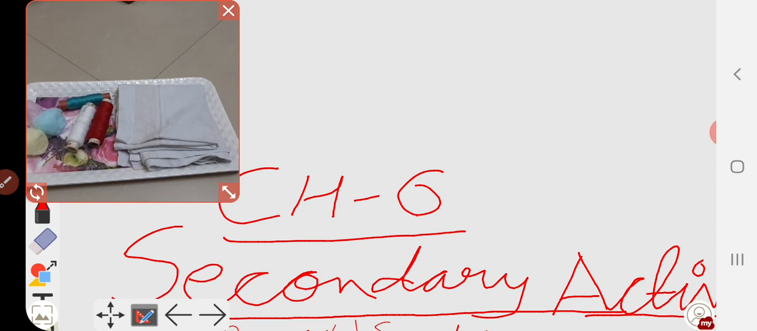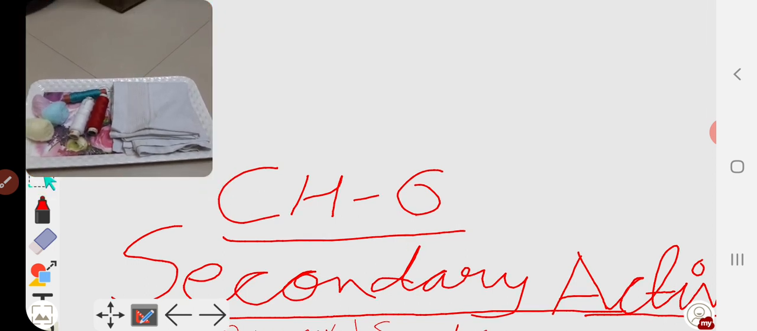So now what do you think? What is the today's topic we are going to discuss? Cotton comes from what? Cotton comes from primary activity, that is agriculture. But the raw material, that is the cotton, is transformed into thread through machines, and again the thread is transformed into a fabric through machines. So this transformation of the raw material into a finished product is what is termed as secondary activity. So today's chapter is secondary activity.